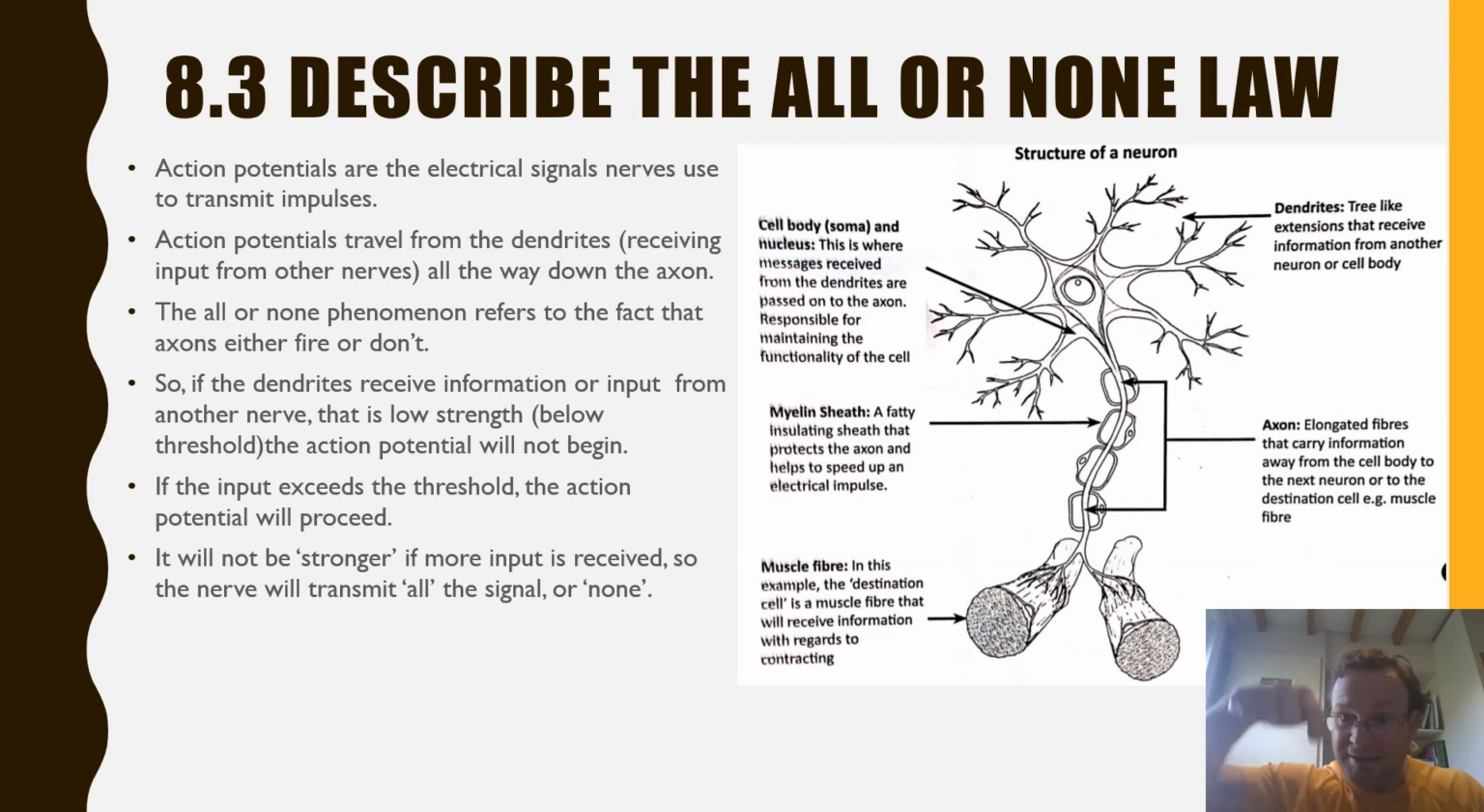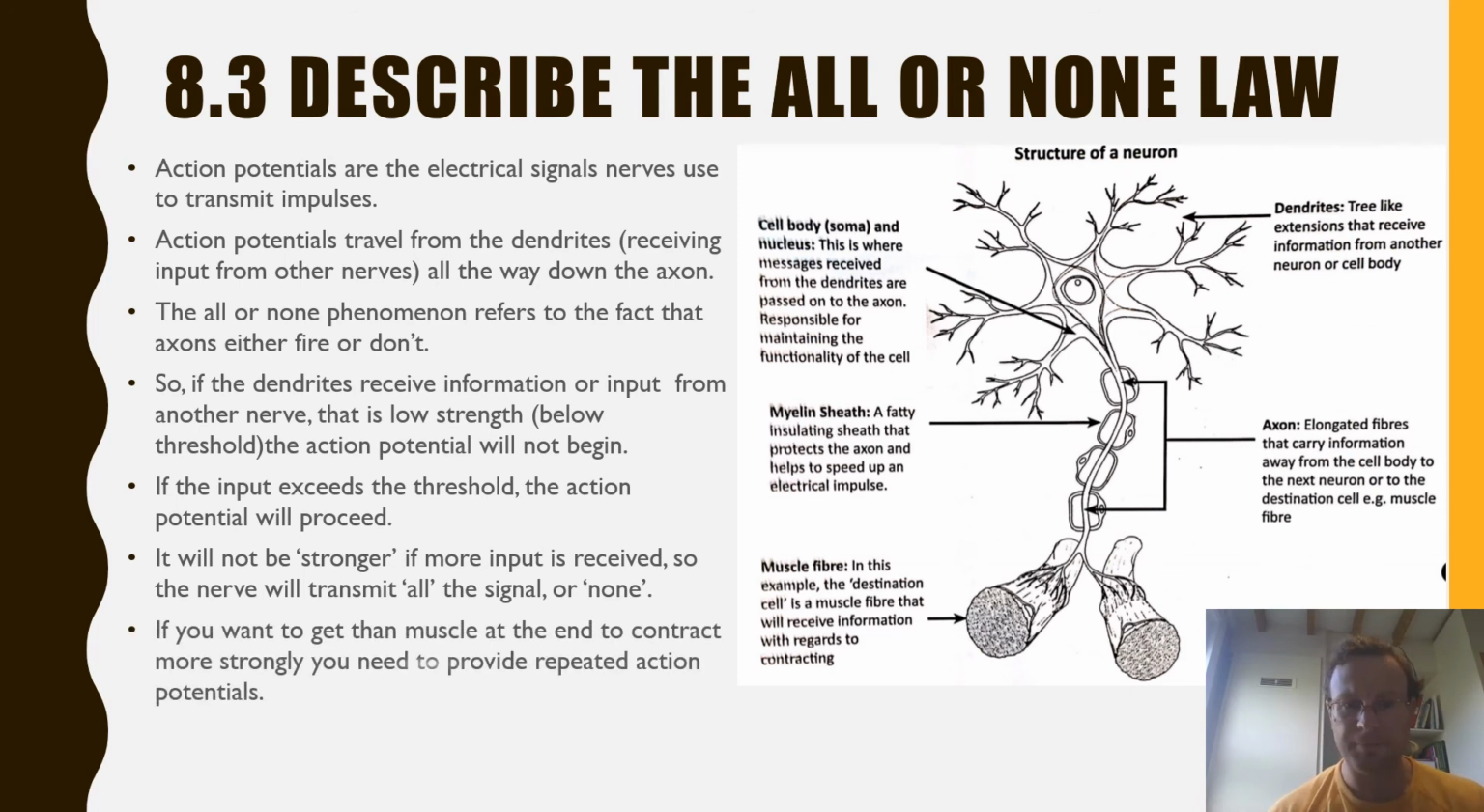But if repeated impulses are put onto that fiber, then the fiber is able to contract a little bit more strongly. So it will not be stronger if more input is received; the nerve will transmit all of the signal or none of it. So if you want that muscle at the end to contract more strongly, you need to provide repeated action potentials.